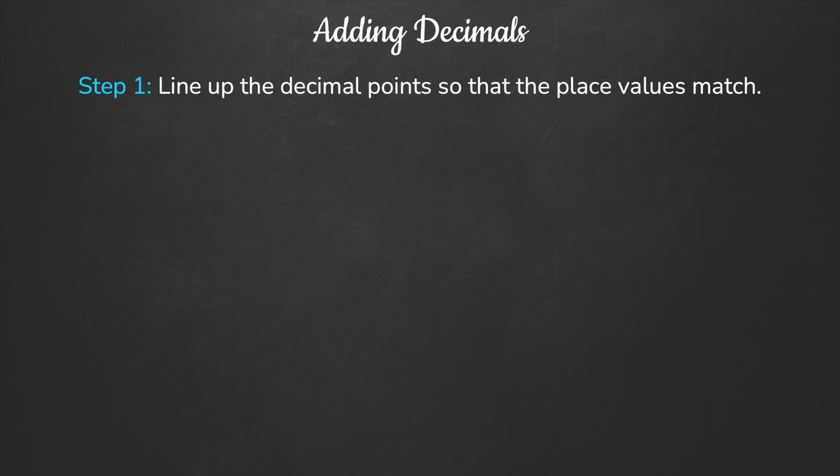So, first, we're going to line up our decimal points so that the place values match. 47, however, does not have a decimal point, but because it's a whole number, we're going to add a decimal point to the end of it to make it easier for us to add. Then, we're going to line that up with 2 4/10. So if we drew a vertical line going straight down, it should touch both decimal points.